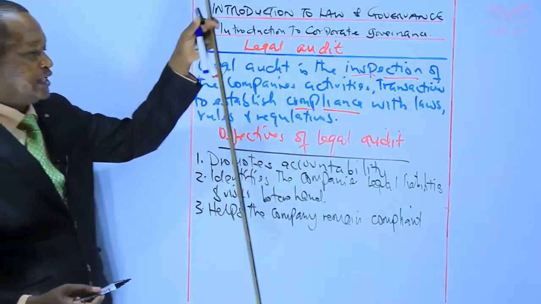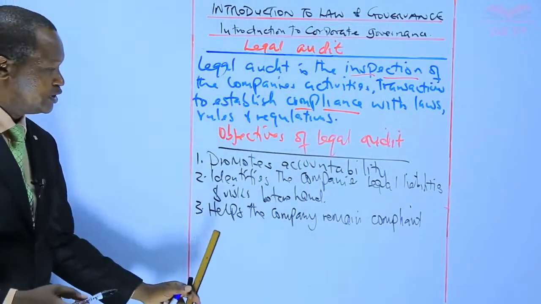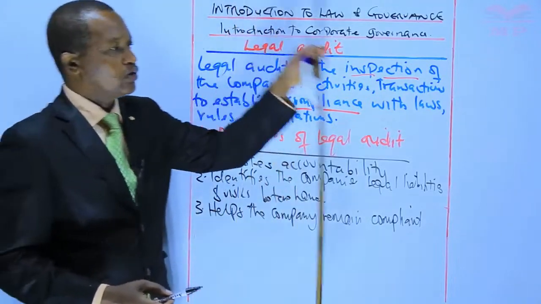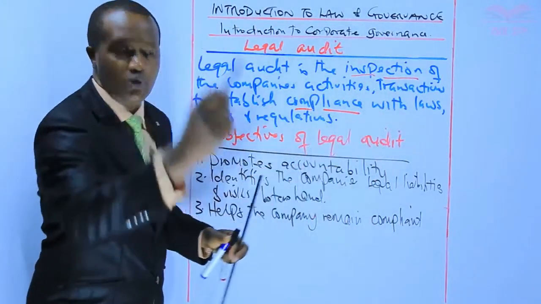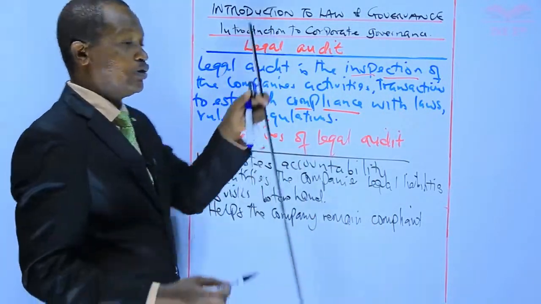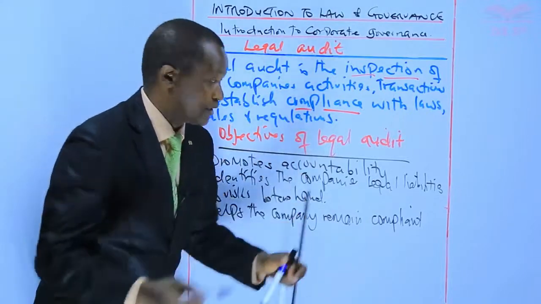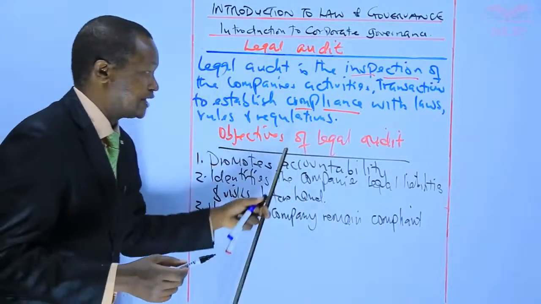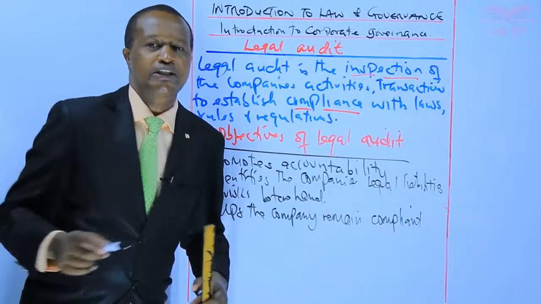Because when you carry out a legal audit, it's possible to identify the laws that have been complied with and the laws that have not been complied with. So the laws that have not been complied with can now be complied with as a result of carrying out a legal audit.